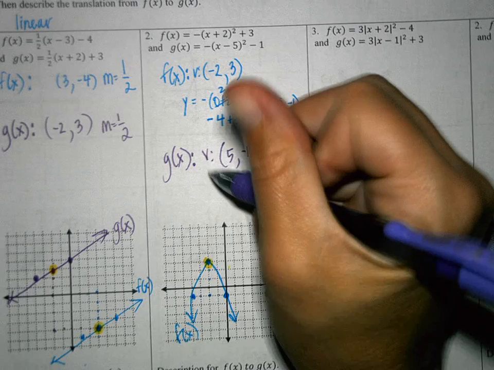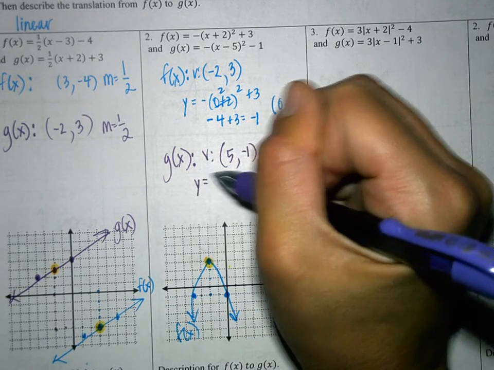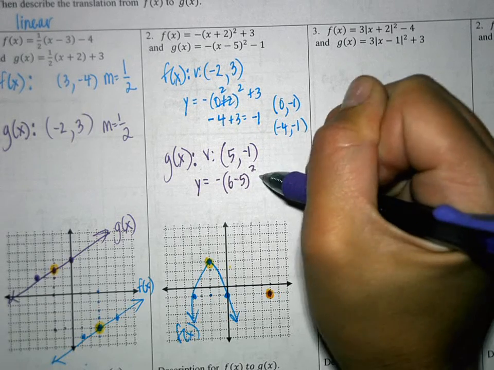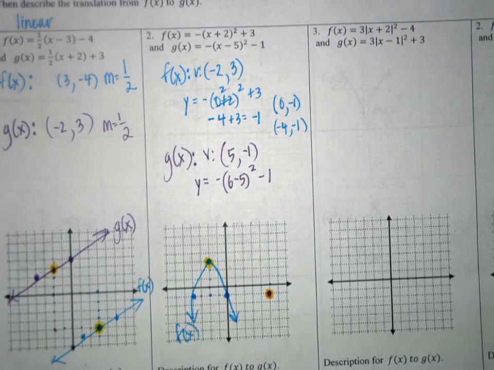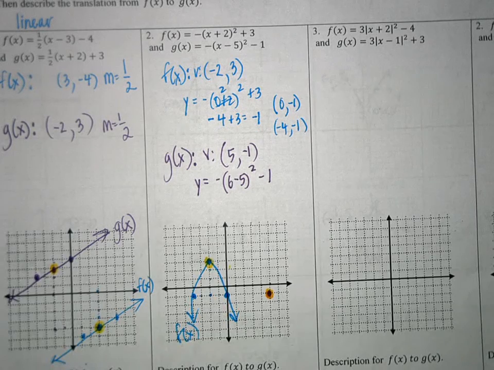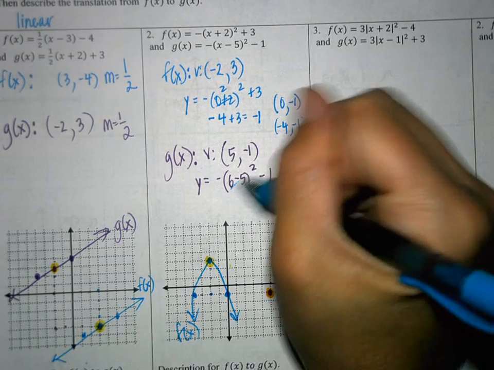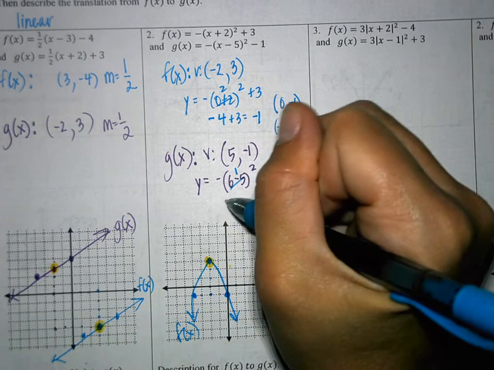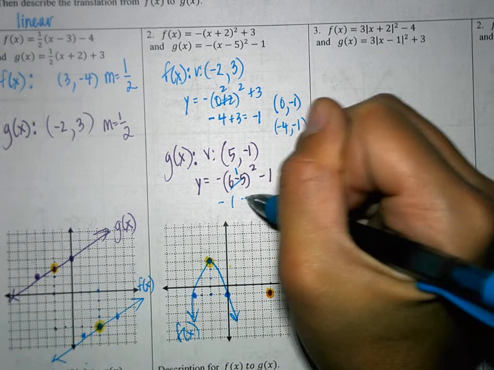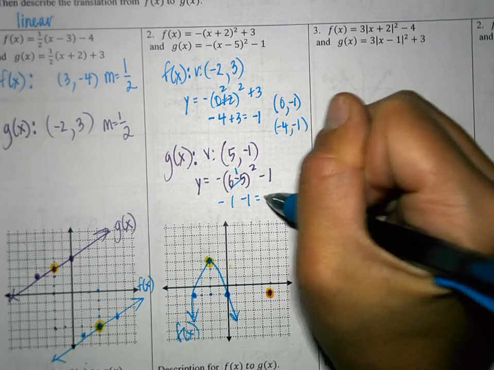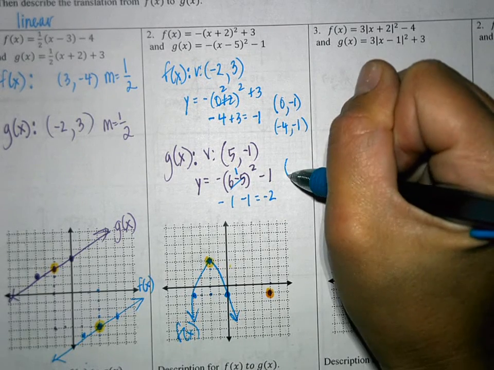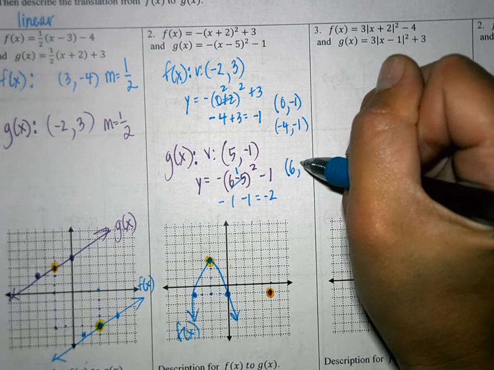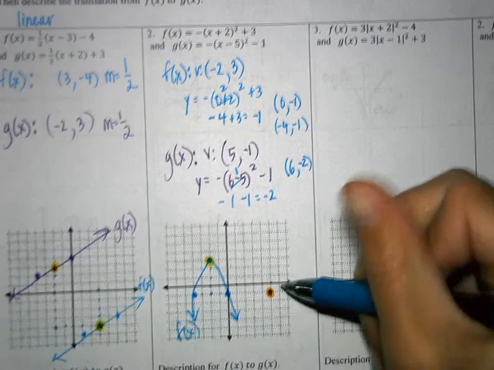And if you look up here, we're going to plug this into our equation. Y equals negative, and then I have 6 minus 5 squared minus 1. And see how it kind of keeps smaller numbers? Because 6 minus 5 is what? 1, and 1 squared is 1. And so we end up with -1 minus 1, which equals -2. So this point is at what? 6, -2.